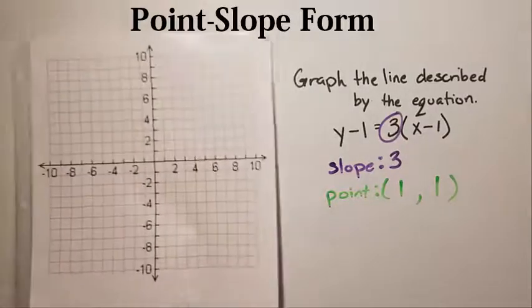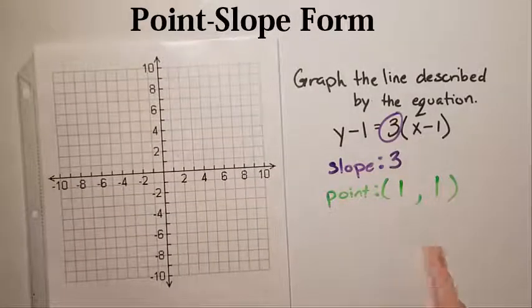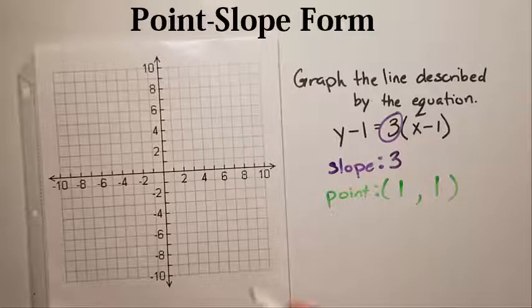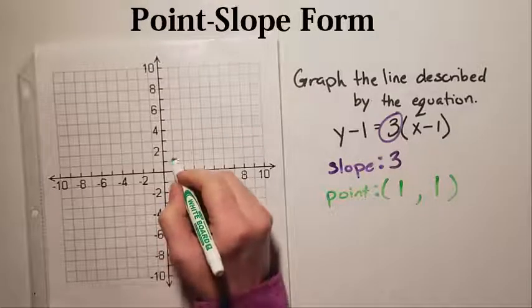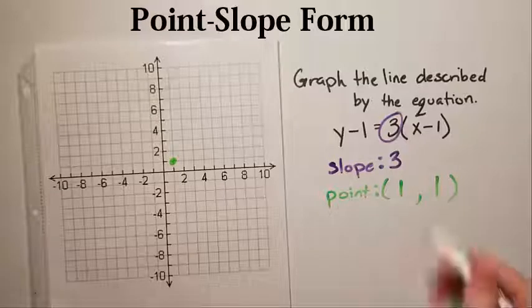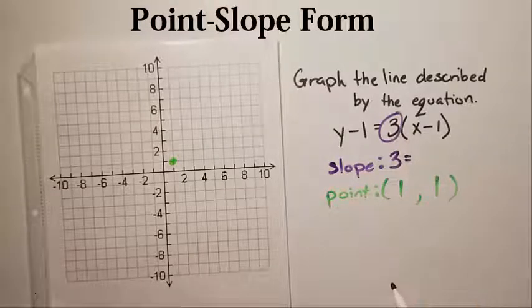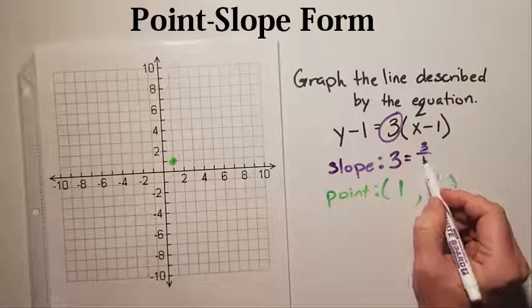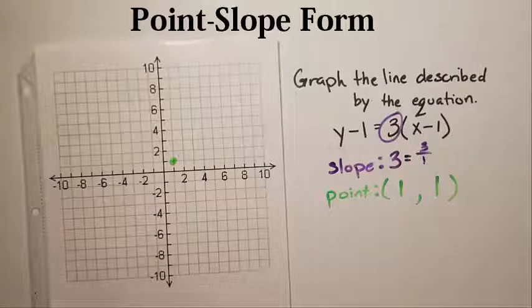So here's my graph paper. I need point 1, 1. That's going to be where we start. So I start on the point 1, 1. Here is the point 1, 1. Now I need my slope. My slope's not in a fraction yet. Slope needs to be in a fraction. If you throw the whole number over 1, you now have a fraction slope.